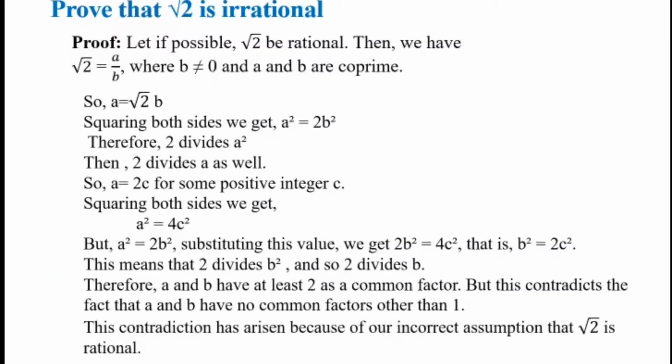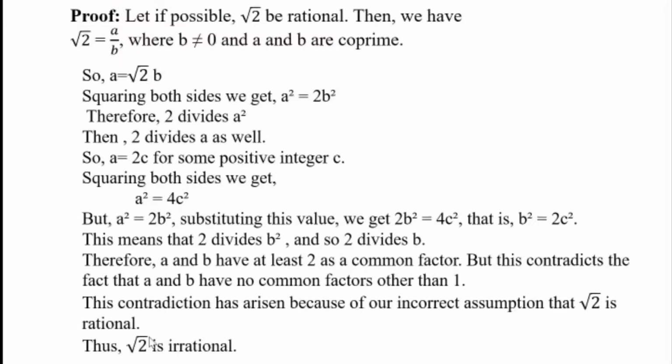Therefore, this contradiction has arisen because of the incorrect assumption that root 2 is rational. Hence, I can say that root 2 is irrational. So again, each and every statement that I have written here, whatever I have said, is very important. Similarly, we can prove root 3, root 5 to be irrational.